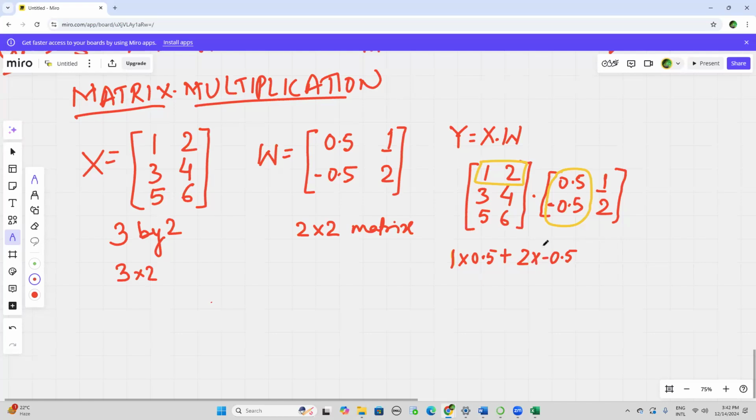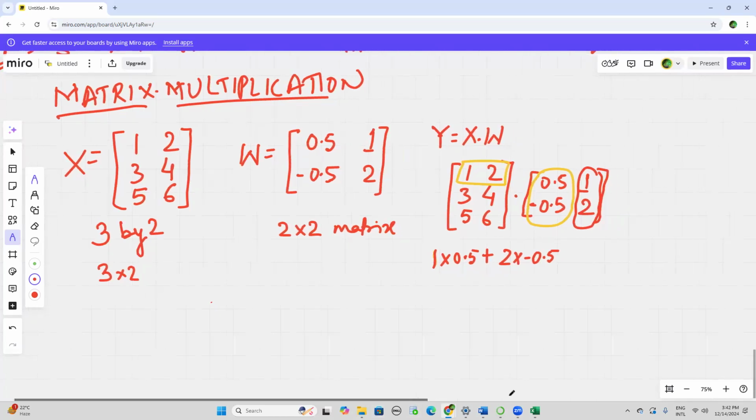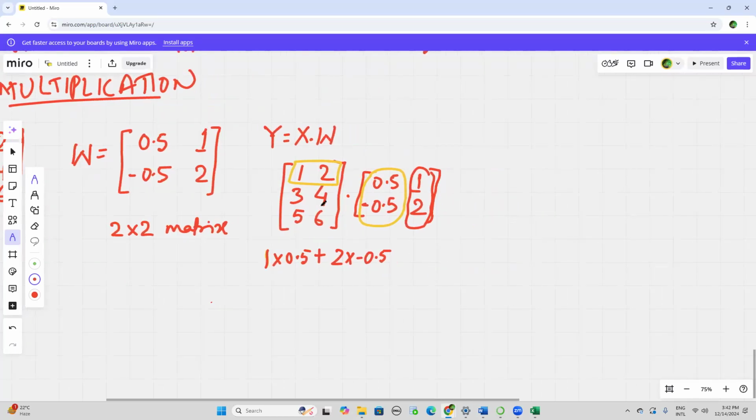Yes, clear. Sheetal, Ankit, everyone, is this clear? Clear. Okay. But the story is not over here. Then this 1, 2 will be multiplied with the second column as well. So now you guys have to tell me what you will get. 1 into 1 plus 2 into 2. Is this clear?